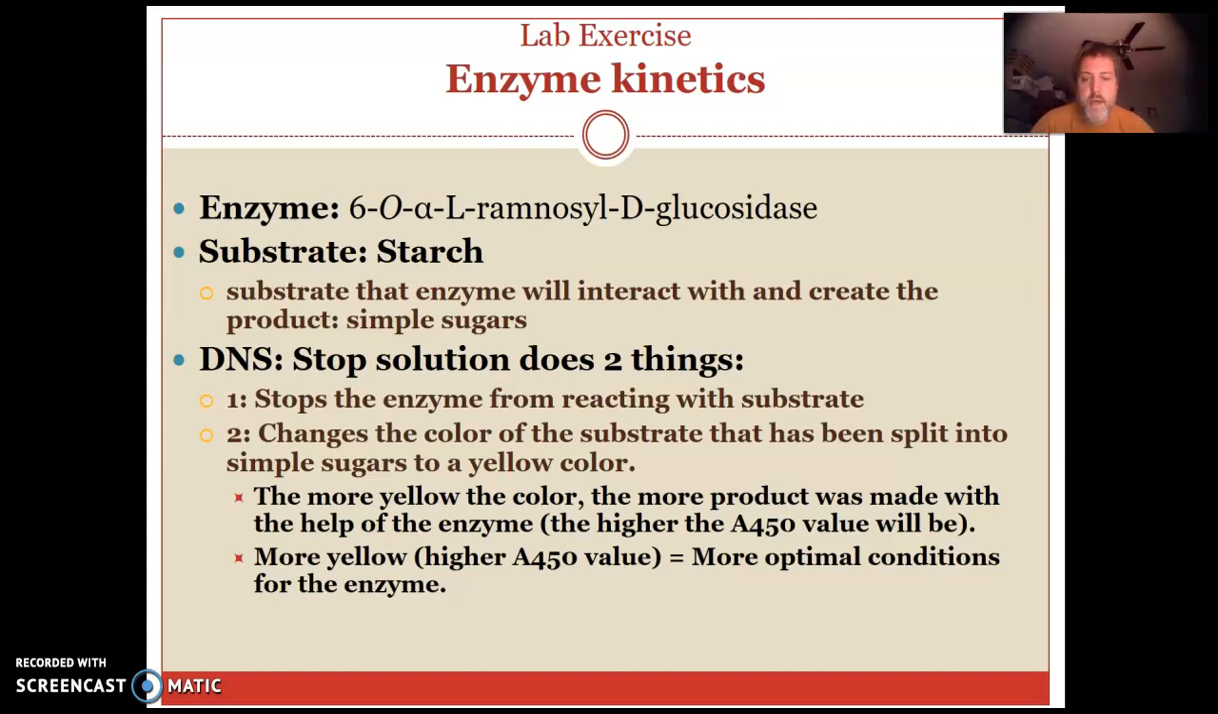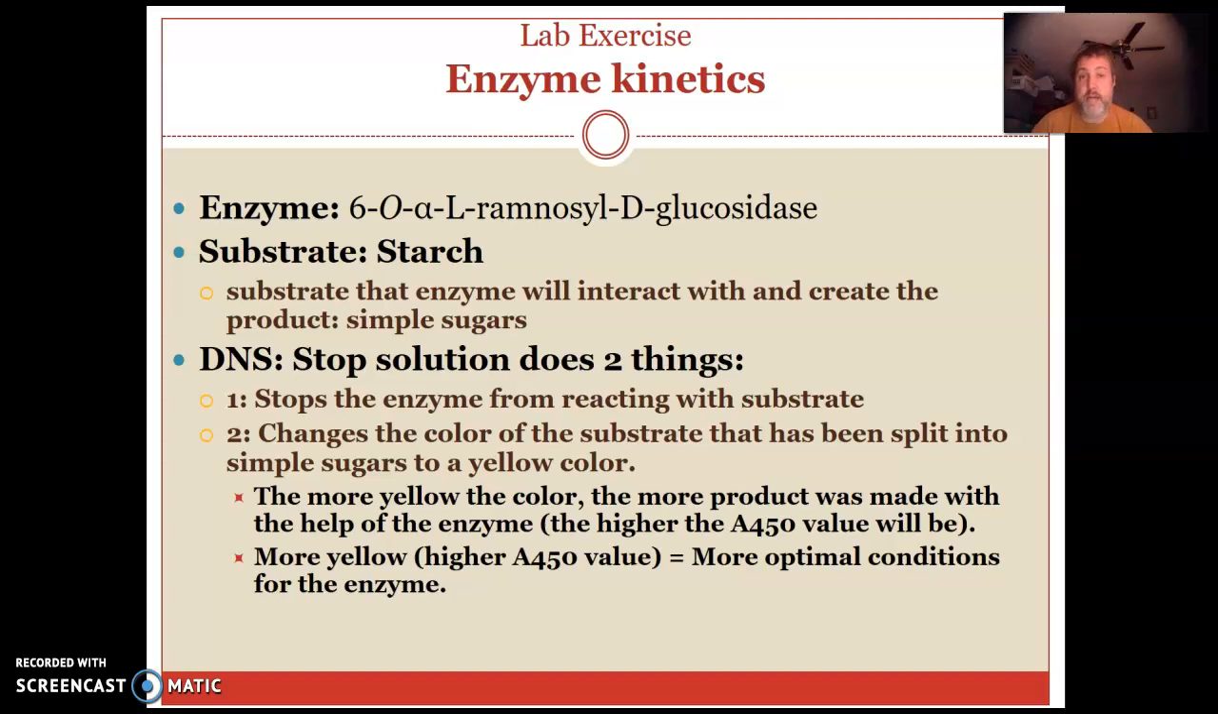And the other thing it does is it changes the color of the substrate. Anytime you've got simple sugars, these simple sugars will turn from a clear color to a yellow color. And the more yellow the color, the more product that was made. So if you had put these enzymes in and put the substrate in and then added the stop solution, and if there was no reaction, you wouldn't see any yellow color.